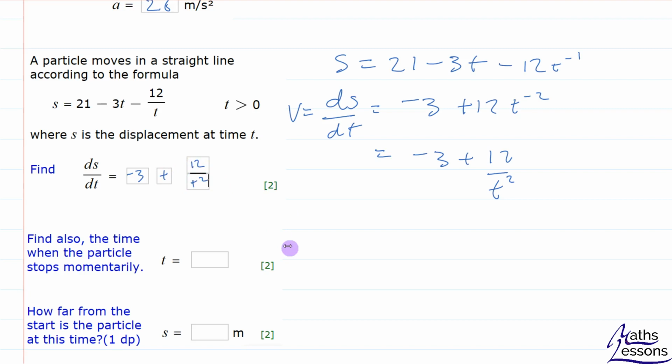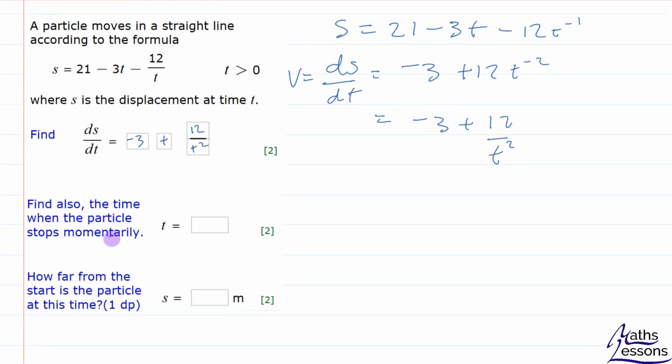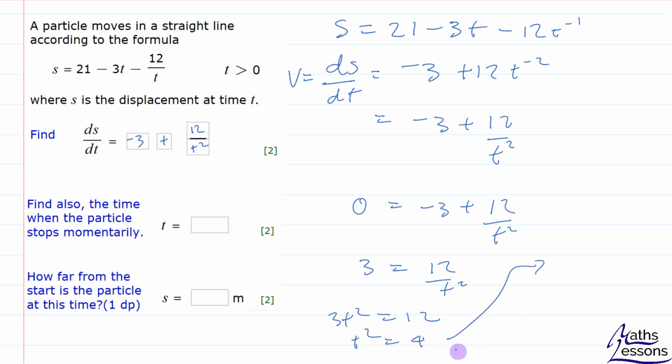squared. It says find also where the particle stops momentarily. So that means the velocity is equal to 0. So we have 0 is equal to minus 3 plus 12 over t squared. Take the 3 to the other side. Times by t squared. You've got 3t squared equals 12. Divide by 3, t squared equals 4. Square root both sides, you get t will equal plus or minus 2. The only thing is you can't have a time of minus 2, so t will equal 2.